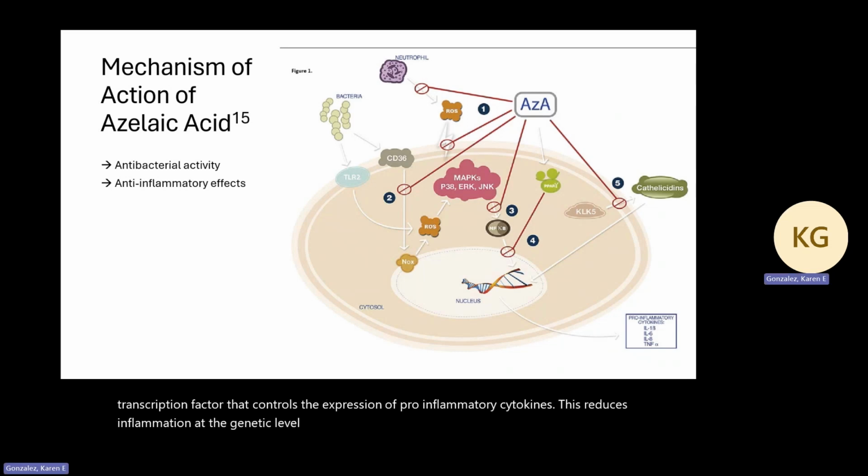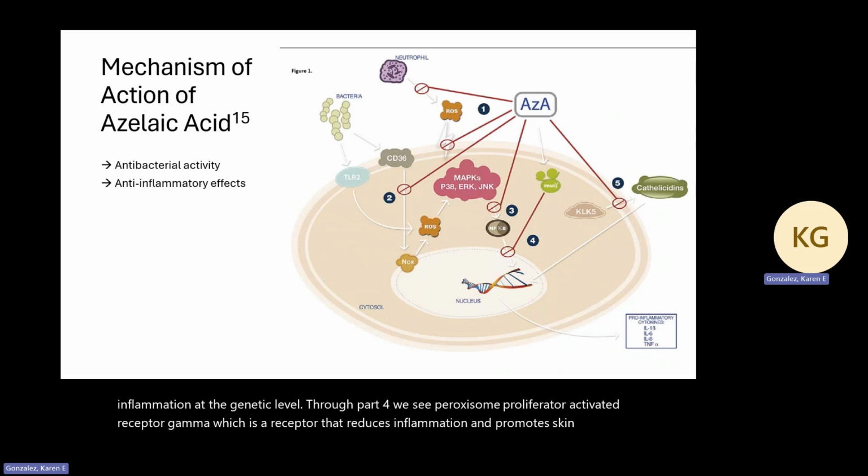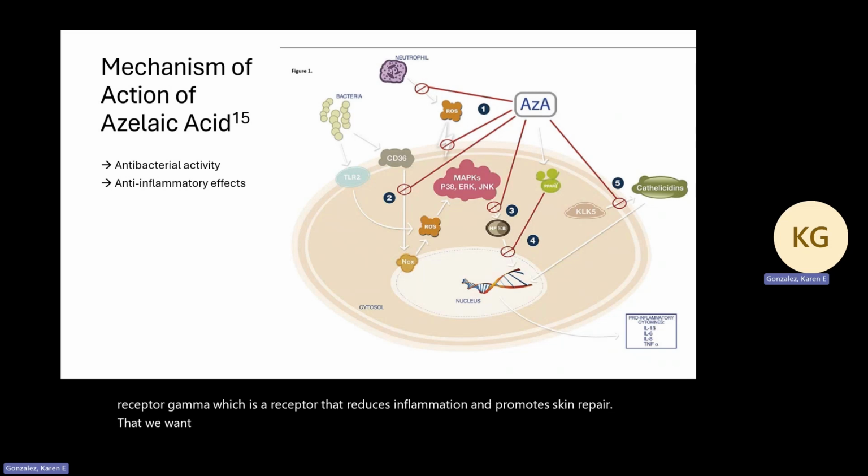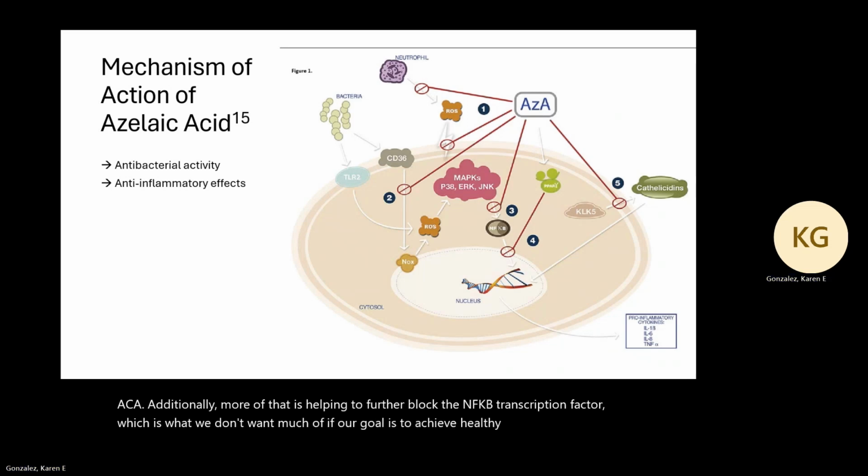Through part 4, we see peroxisome proliferator activated receptor gamma, which is a receptor that reduces inflammation and promotes skin repair. That we want more of, and that is what we see occurring here in the figure through the use of AZA. Additionally, more of that is helping to further block the NFKB transcription factor, which is what we don't want much of if our goal is to achieve healthy skin.